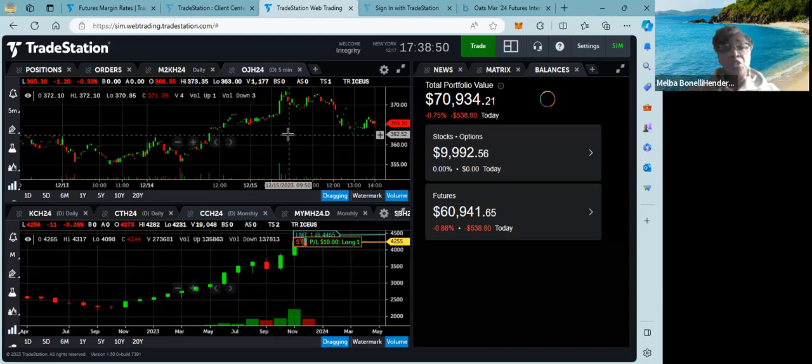Now, the beauty of TradeStation is once you're in an active trade, you can see the trade on the chart right in front of you. You'll see where the trade is currently, where the trade is going, where your target is, and you'll see your trailing stop loss moving with the trade right in front of your eyes, which I absolutely love.